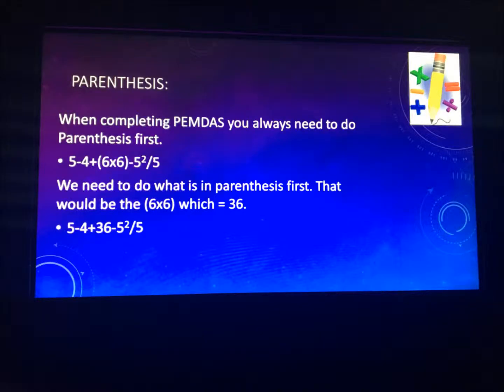Okay, so why don't we go ahead and start with a warm-up problem. We're going to start with parentheses. When completing any mathematical problem in PEMDAS, you always need to start with parentheses first. So we have here 5 minus 4 plus parentheses 6 times 6 minus 5 to the exponent 2, which is squared, divided by 5. You're not going to complete that all the way from left to right. You're going to pick out just the parentheses. So for the parentheses, 6 times 6 would be 36. So we would have 5 minus 4 plus 36 minus 5 squared divided by 5.